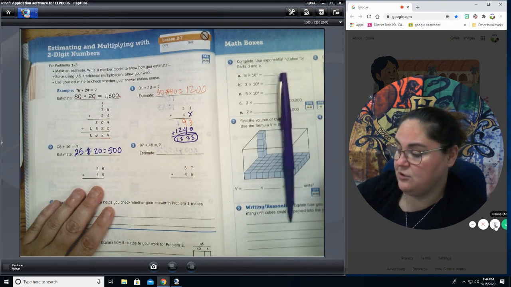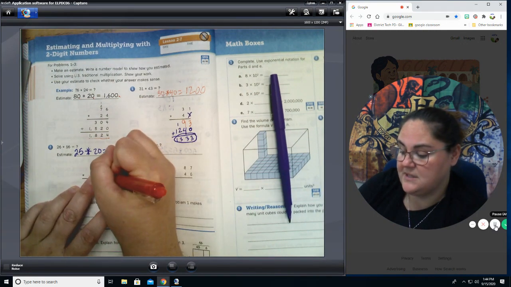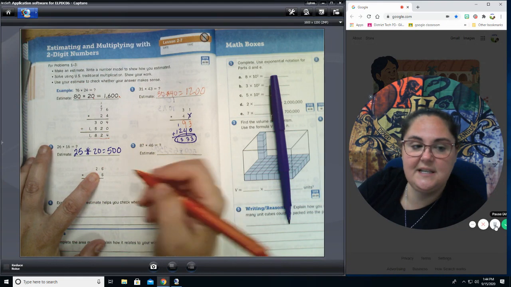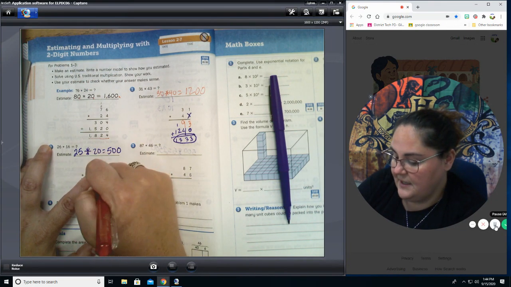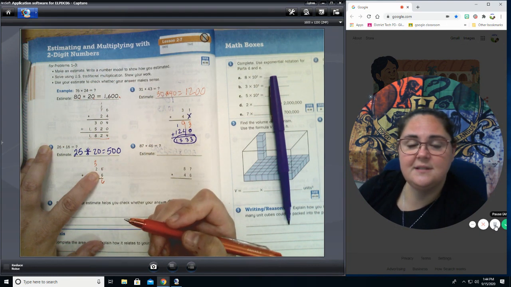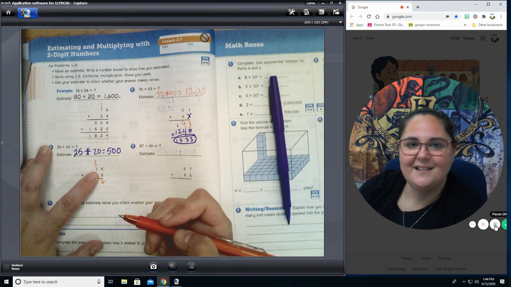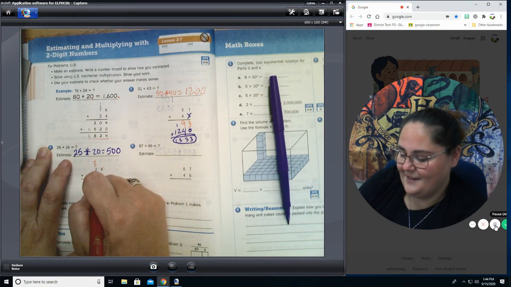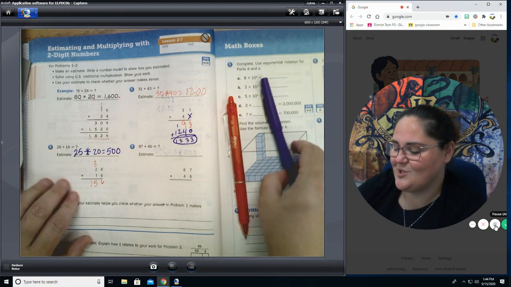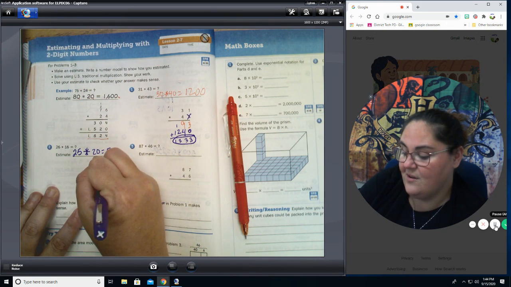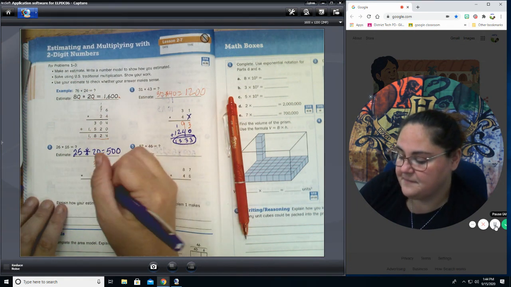This time I'm going to do the same thing. Orange for the ones column, purple for the tens column. All right, 6 times 6 is 36. 6 times 2 is 12, plus 3 is 15. The X's and the O's, they haunt me.